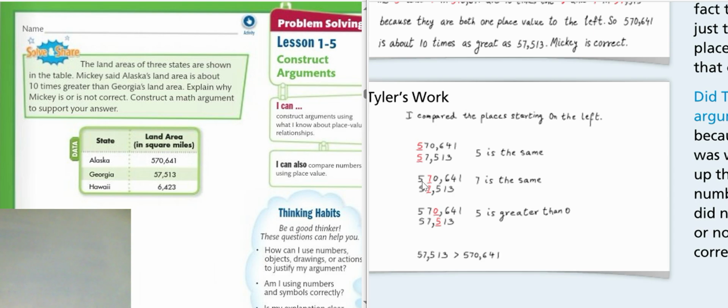And in the number 570,641, 7 is the same as in 57,513. And in 570,641, 5 here in this number is greater than 0. 5 greater than 0. This number 57,513. Then you can compare between two numbers. We have 6 digits and 5 digits. Then about comparing between two numbers, we have 6 digits greater than 5 digits.